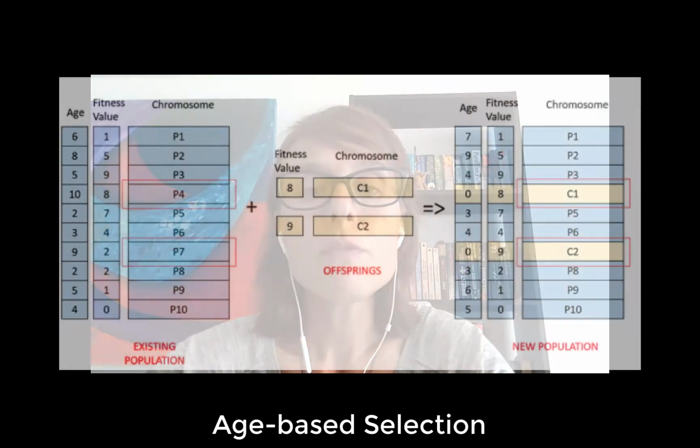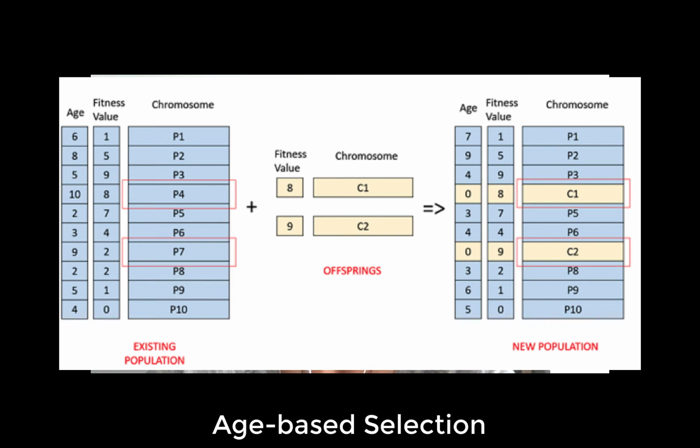For instance, in the following example, the age is the number of generations for which the individual has been in the population. The oldest members of the population, that is P4 and P7, are kicked out of the population, and the ages of the rest of the members are incremented by 1.